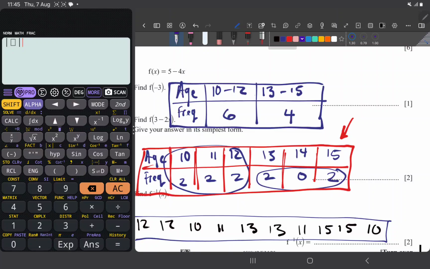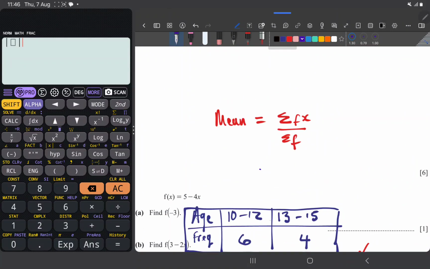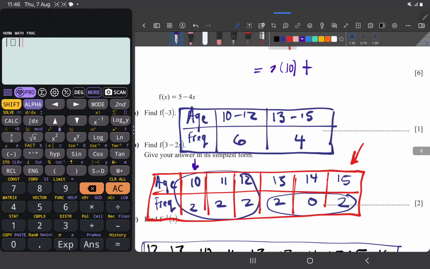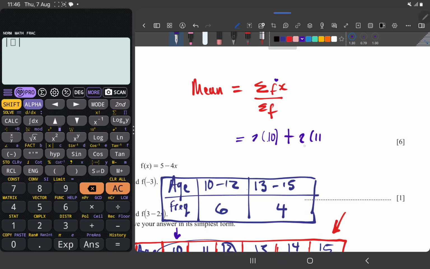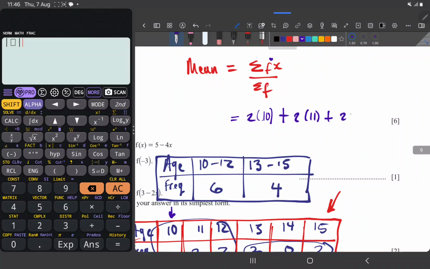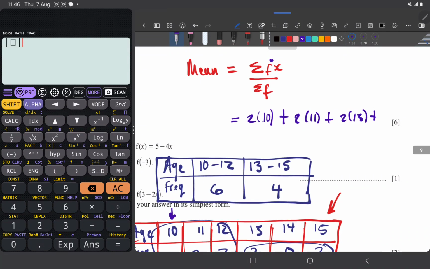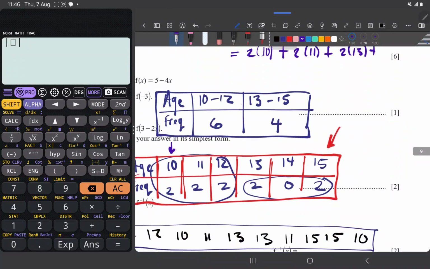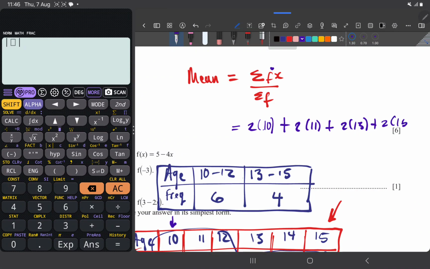That's what I'm doing. Because look, we have what age? 10. But how many 10-year-olds do we have? 2. So we can say this is going to be 2 times 10. 2 10-year-olds plus, that is why we say f times x. Okay? You multiply the frequency, which is there are 2 of them. 2 10-year-olds plus, how many 11-year-olds do we have? 2. So plus 2 times 11. Okay? Then plus, how many 13-year-olds do we have? 2. So 2 times 13. Plus, how many 14-year-olds do we have? 0. So we don't need to put it. Plus 15, how many do we have? 2. So it's 2 times 15.